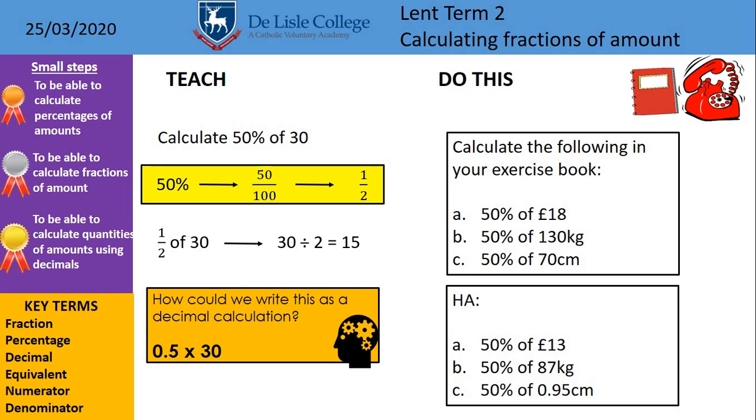Answers then. For 50% of £18, hopefully you got £9. 50% of 130 kilograms, 65 kilograms, and 50% of 70 centimetres, 35 centimetres. Questions towards the bottom were slightly more challenging. So half of £13 would be equivalent to £6.50. Half of 87 is 43.5 kilograms, and half of 0.95 centimetres is 0.475 centimetres.